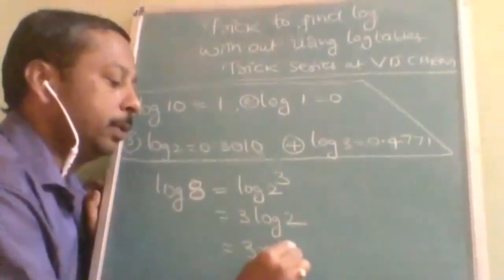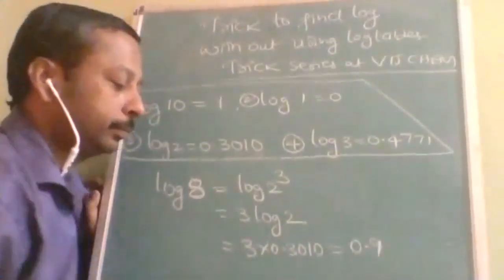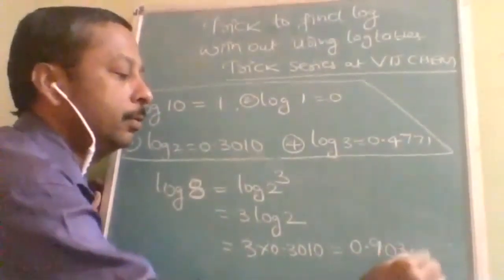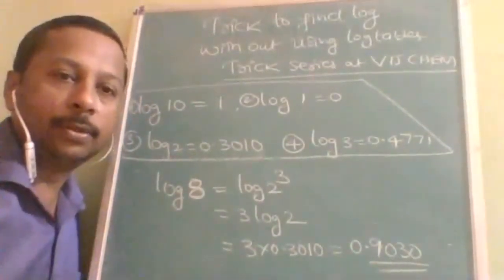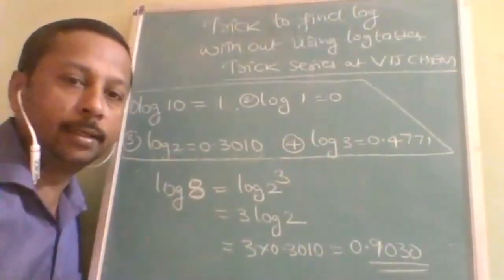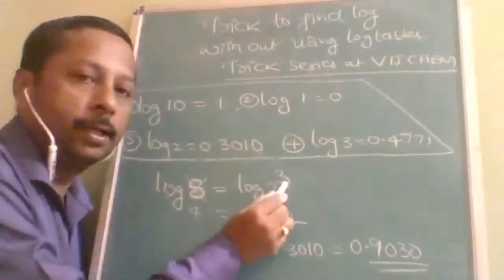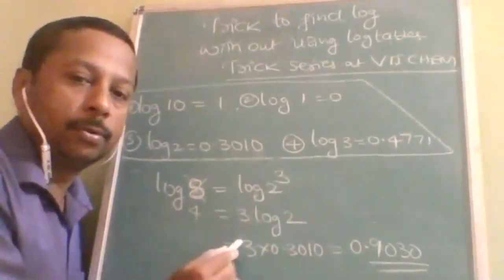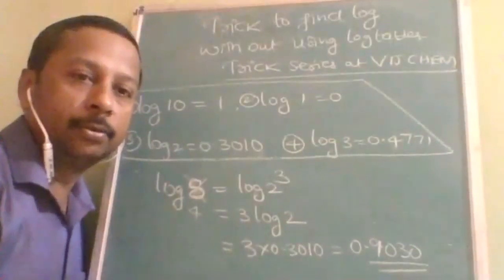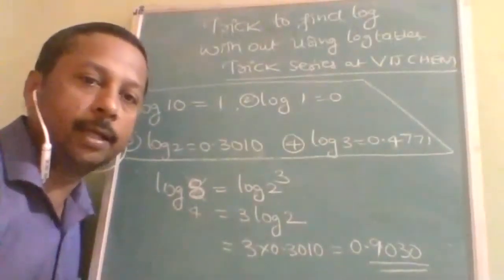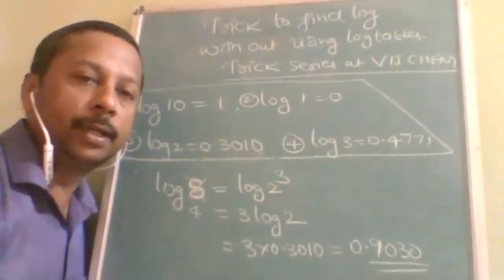3 into 0.3010. So this will be 0.9030. Simple. Log 8 is how much? 0.9030. Similarly, suppose the question is about log 4. You will write it as 2 to the power of 2. So 2 log 2, which is 0.6020. The answer will be 0.6020. Initially it may take time. When you are habituated to this formula, you will get answers immediately.